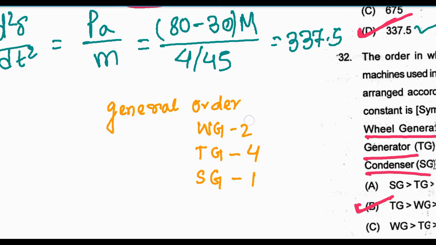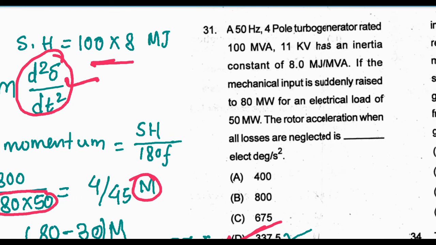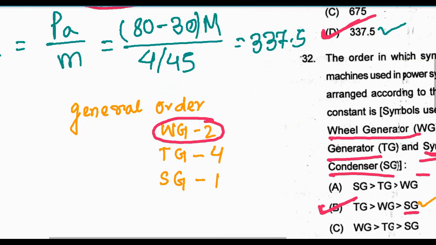Generally a water wheel generator has an inertia constant in the order of 2. As in the previous question, the inertia constant was given as 8 megajoule per MVA. So if a water wheel generator has an inertia constant of 2, then for the same rating we take the inertia constant for TG, the turbo generator, as 4, and for the same rating the synchronous condenser will have 1.